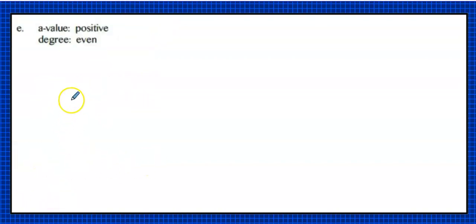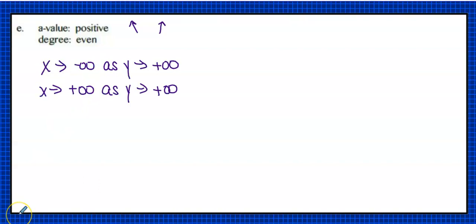This is 2e. We're not actually given the function, but we're told the a value is positive and the degree is even. So if it's positive even, it's going like this. Left side, positive infinity, right side, positive infinity. So this is what mine would look like.